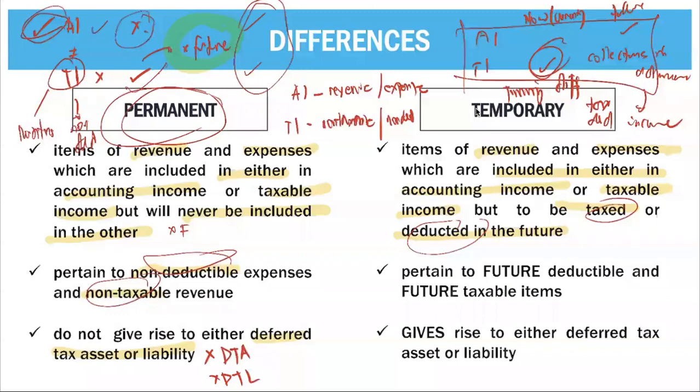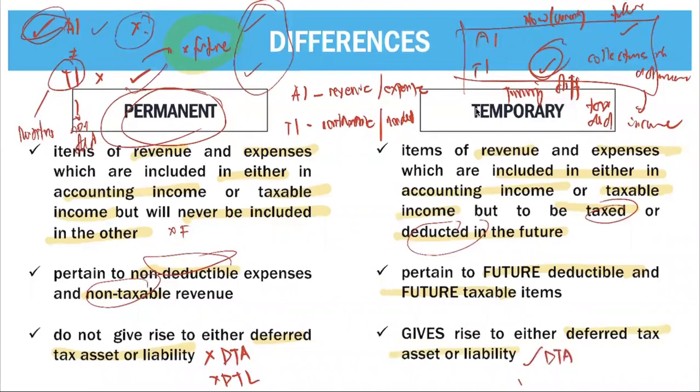Next, it pertains to future deductible or future taxable items. So as we said, the difference is because of your timing. So it can be a future deductible or future taxable item. Finally, it gives rise to deferred tax asset or deferred tax liability. So there is a deferred tax asset or deferred tax liability in a temporary difference.